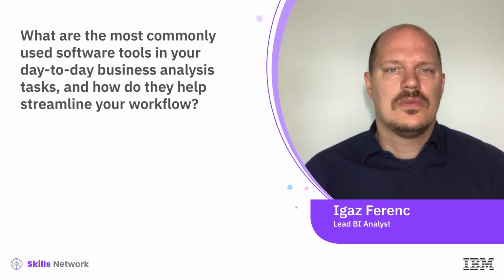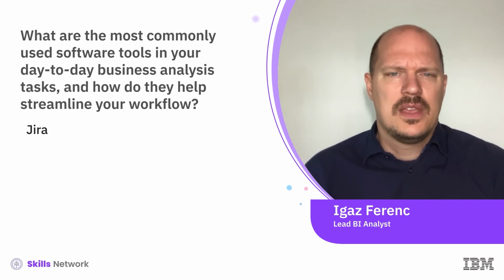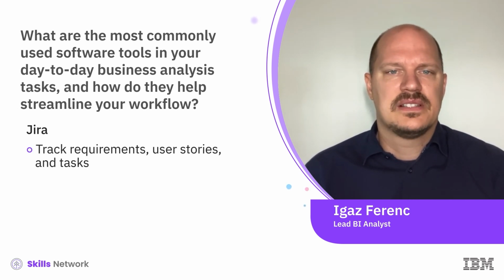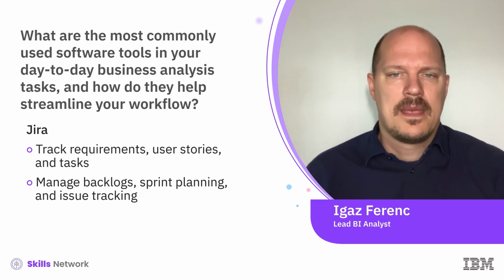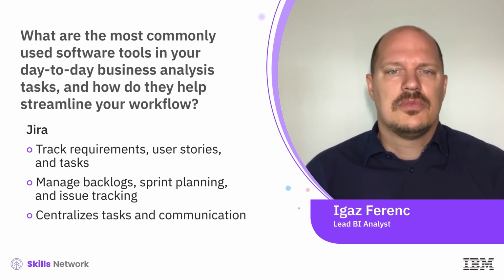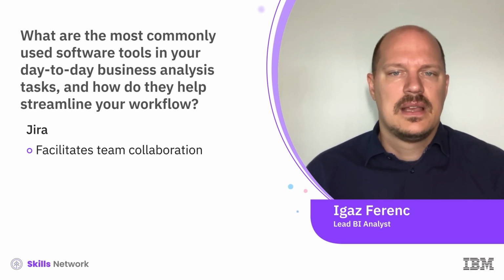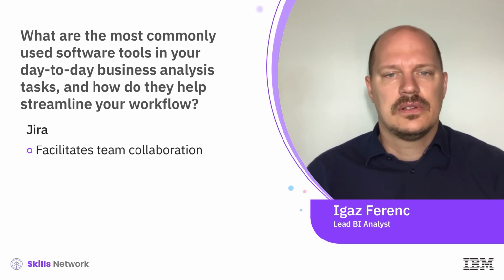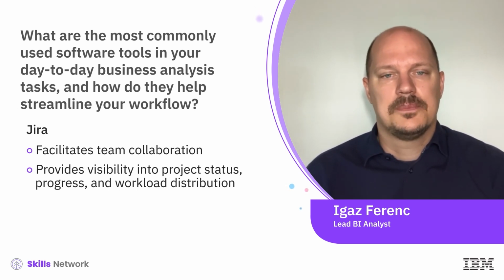Next, let's go for Jira, a tool for agile project management. You can use it to track requirements, user stories and tasks, and to manage backlogs, sprint planning and issue tracking. By centralizing tasks and communication, it facilitates collaboration between business analysts, developers, and business stakeholders. Jira enables clear visibility into project status, progress, and workload distribution.